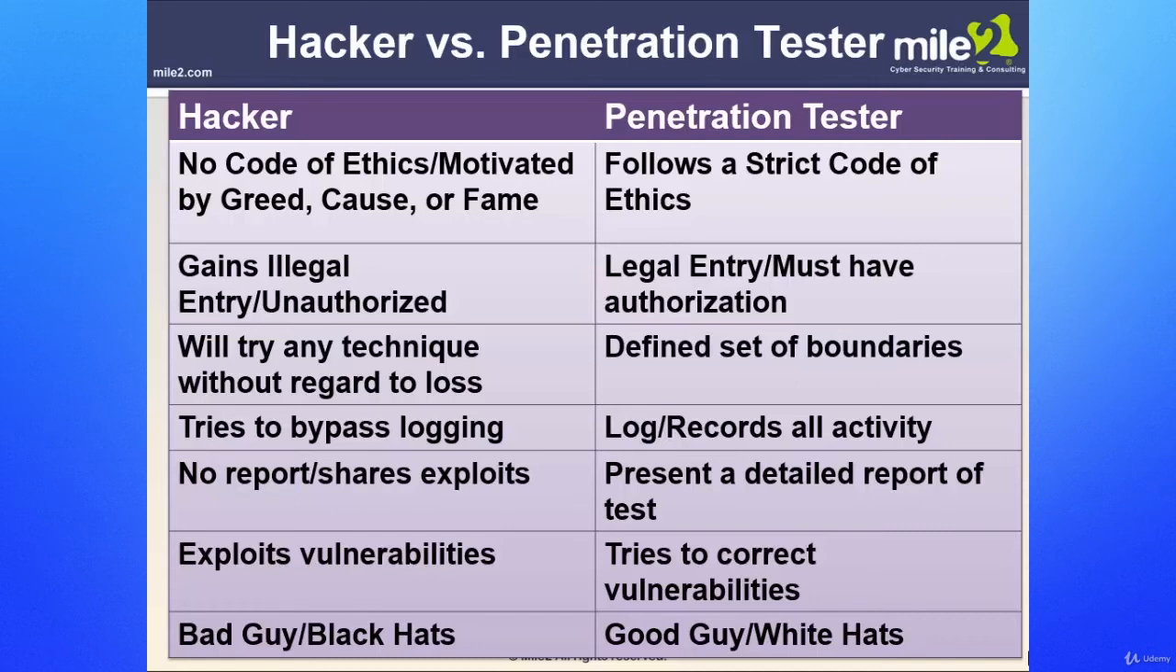No report. Share, or possibly shares, exploits unless they're zero-day exploits. And these zero-day exploits are going to be exploits where there's no patch available. And a lot of times they will not share those. However, they may have the inkling of sharing those exploits, after all, who knows, but a lot of times they will keep those zero-day exploits to themselves.